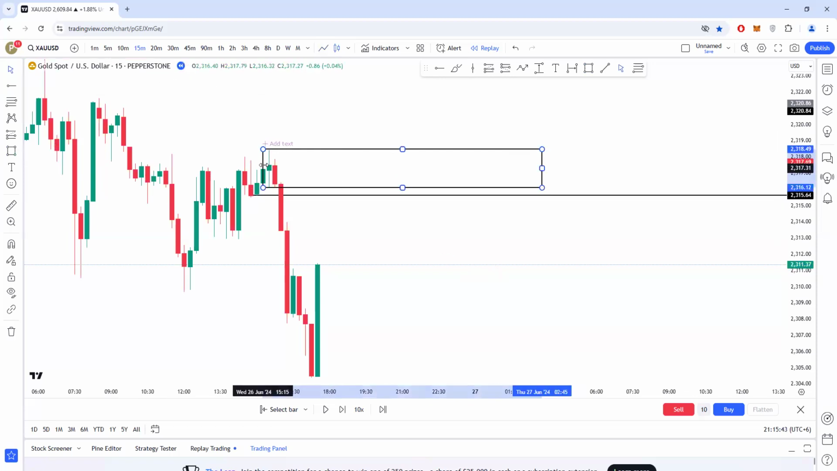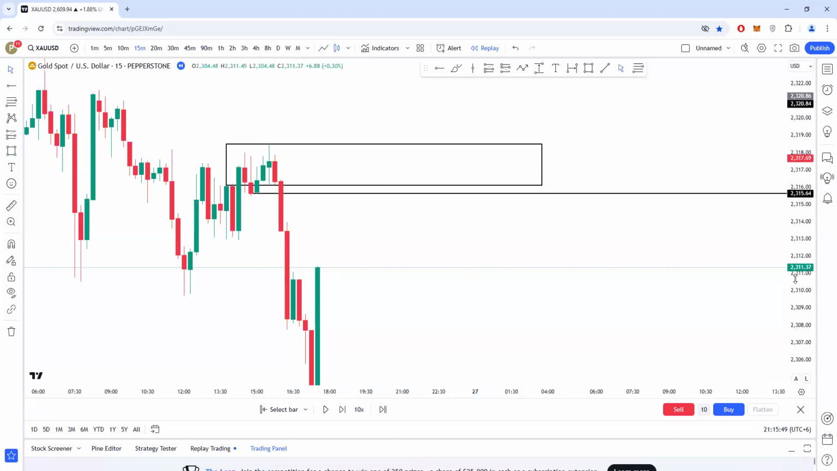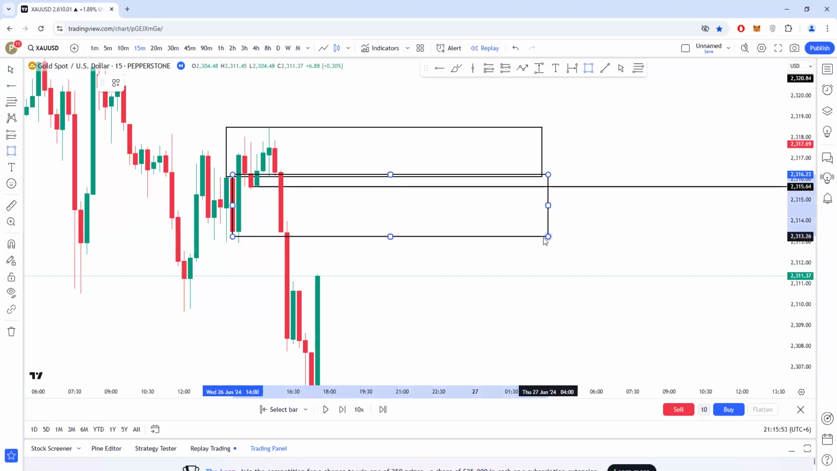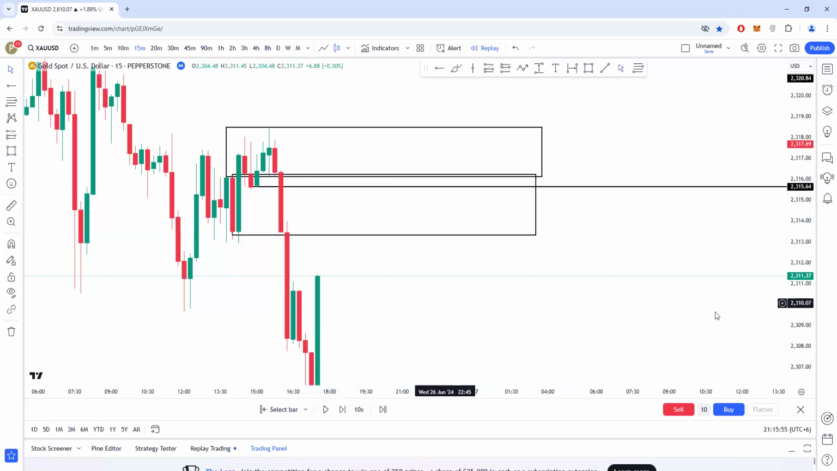Drag it to the left. Where is the engulfing buy? So you have your engulfing buy. Now look, is that engulfing buy giving you overlapping or not? If it's giving you an overlapping, voila.